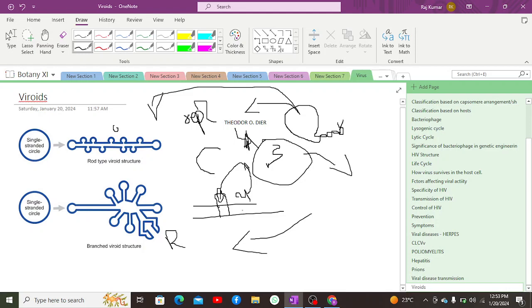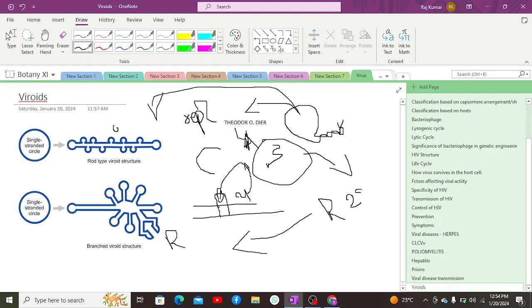Apart from that, some common things: whenever it enters the host cell, it utilizes the RNA polymerase 2 enzyme, because RNA polymerase 2 is responsible for the synthesis of RNA, and so it requires an enzyme which can synthesize RNA, because it also has a double stranded region. In this case, it also has a requirement of RNA polymerase 2.